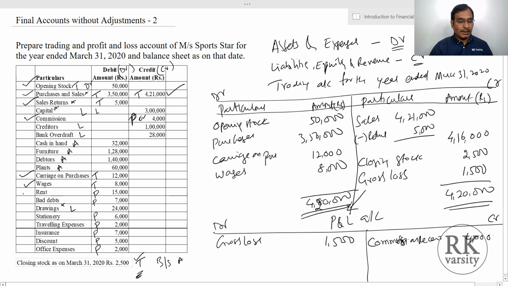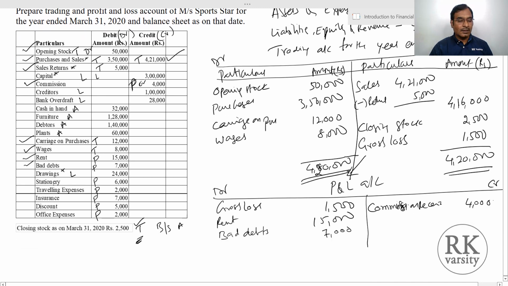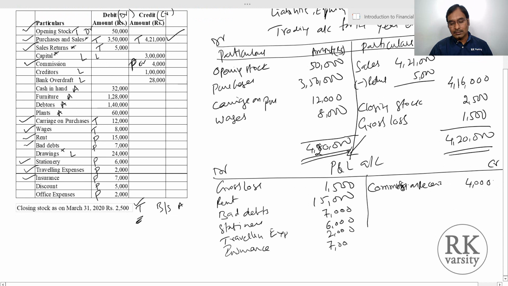Then items in our profit and loss account. Here we have rent 15,000. Then bad debts is a loss, so 7,000. Then drawings, stationery 6,000. Then which other items do you have in the profit and loss account? Traveling expenses 2,000. Then insurance, which goes into profit and loss account, 7,000. Then discount allowed 5,000. Then office expenses 2,000.